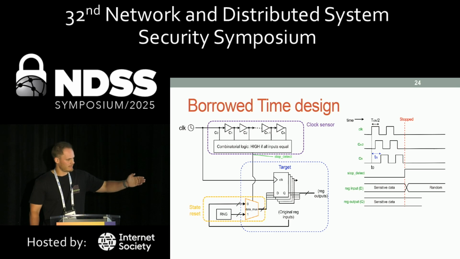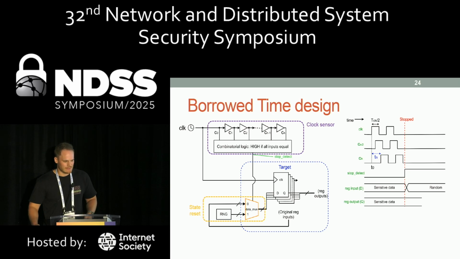So we can see that on the timing diagram on the right, stop detect goes high, the register input changes from sensitive data to our randomness, but the registers still haven't latched this change. As we can see, the register output is still the sensitive data. And the reason for this is that we don't have a transitioning clock signal, so we don't have anything to latch these new values in.